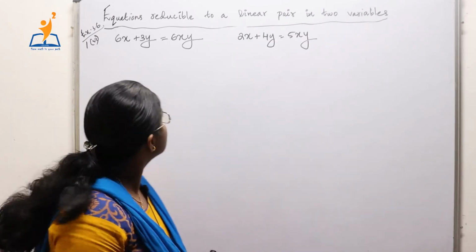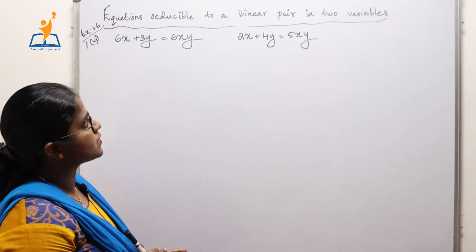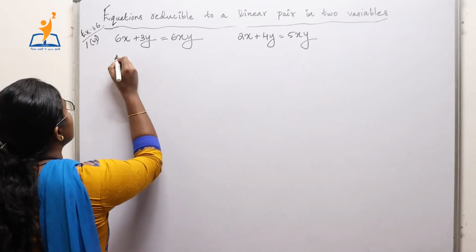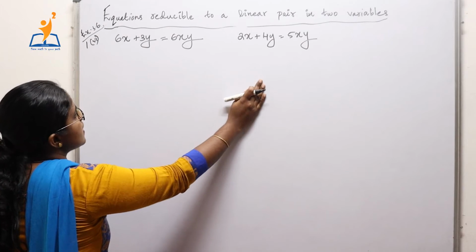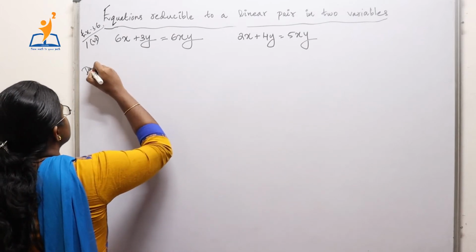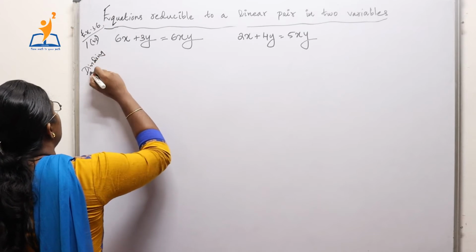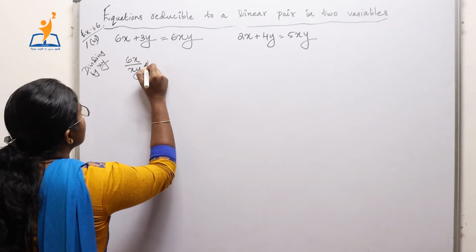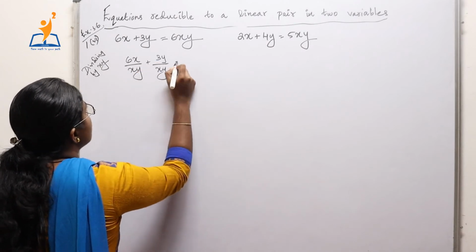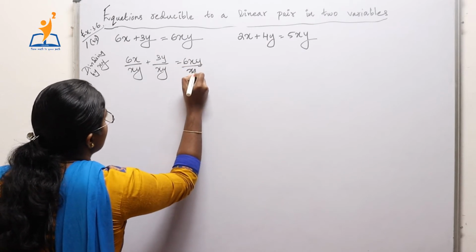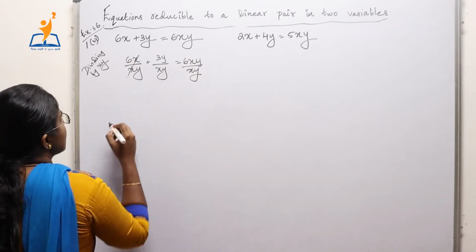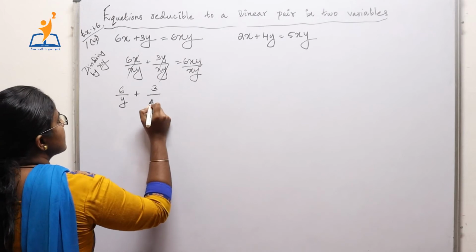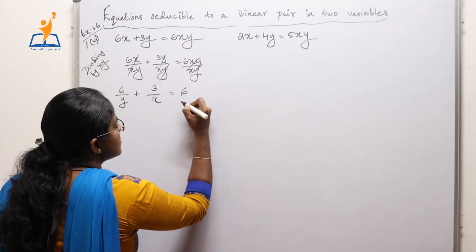Now the next question is 6x plus 3y equal to 6xy, 2x plus 4y equals to 5xy. Let's simplify these equations. We are going to divide both of these equations throughout by xy. So it will become 6x by xy plus 3y by xy equals to 6xy by xy. That is x and x gets cancelled, which means 6 by y plus 3, y and y gets cancelled, 3 by x is equal to 6.